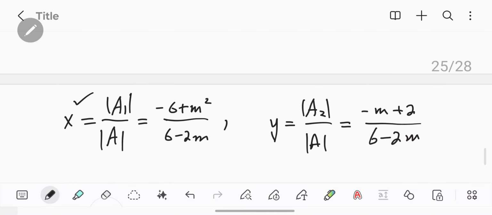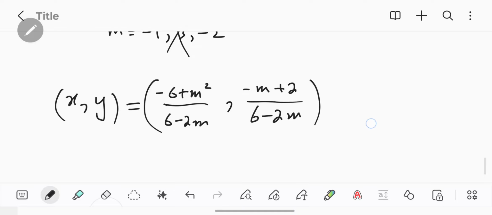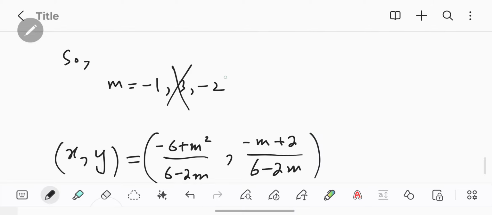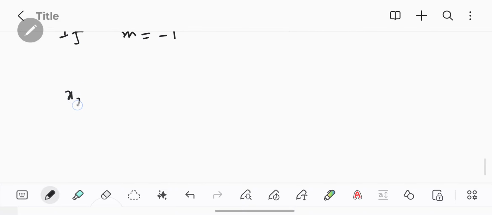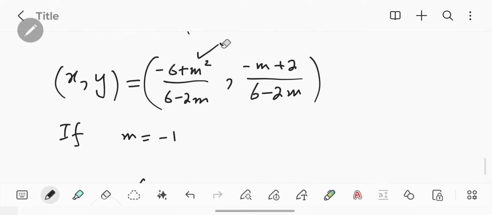Here it is. x and y are given this value and this value. So x comma y is equal to these values. But we have two possible values of m. So m is equal to minus 1 or m is equal to minus 2. First, if m is equal to minus 1, then x, y will be, I will put here minus 1.